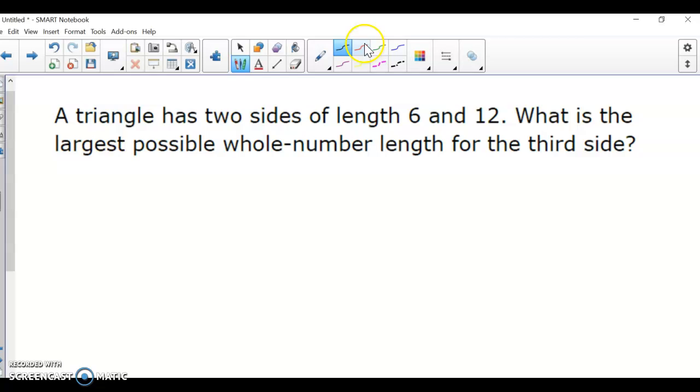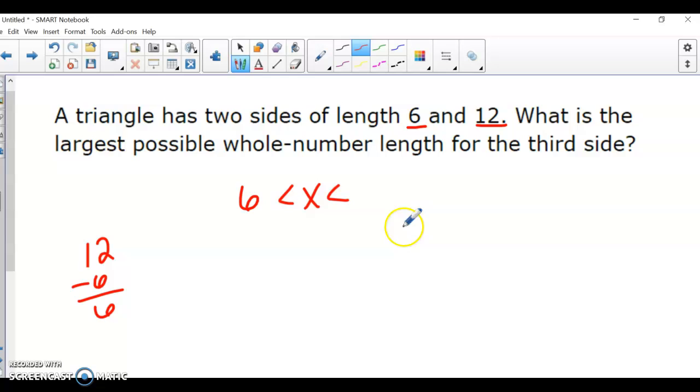A second example says a triangle has two sides of length 6 and 12. What is the largest possible whole number length for the third side? So we're going to do our whole problem again. I'm going to set up my inequality, finding the range. I'm going to subtract them, so 12 minus 6 gives me 6, and 12 plus 6 gives me 18. So I've got a range of 6 to 18, and it says, what is the largest possible whole number?